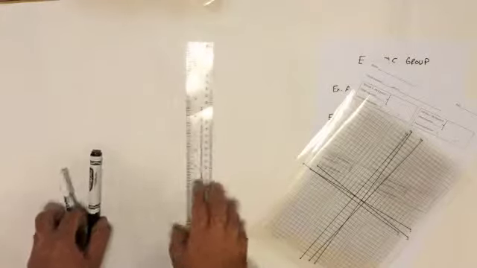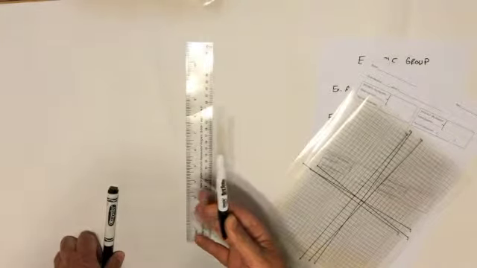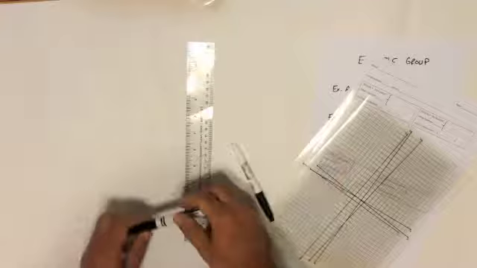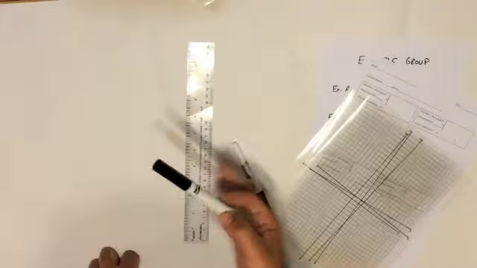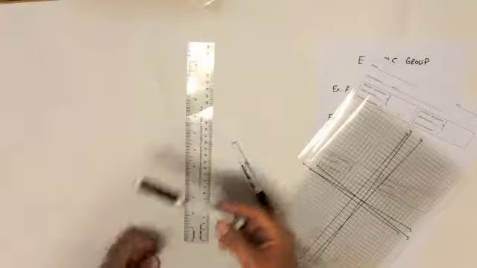And then you'll need a ruler, and you'll need a dry erase marker, and you'll want something to write on your paper with. You can just use a pencil. I'm going to use this pen because it'll be easier to see on the camera. All right, let's get started.